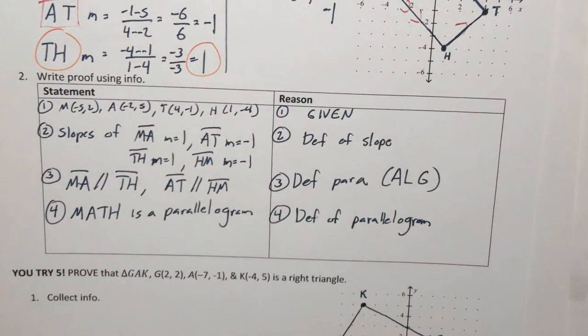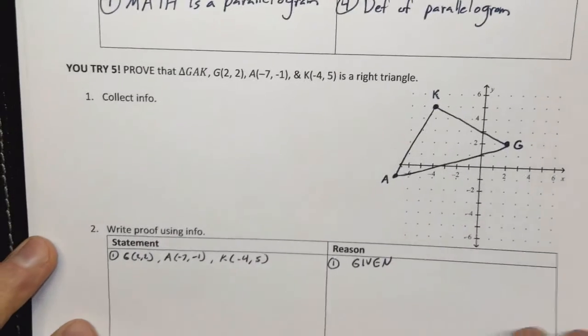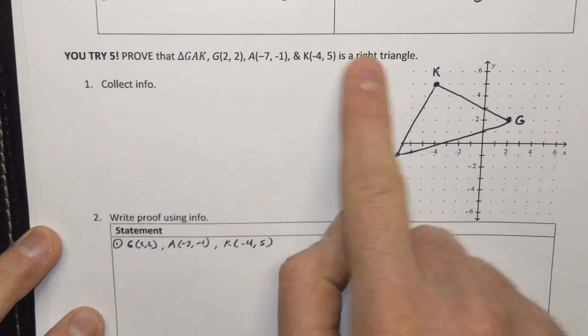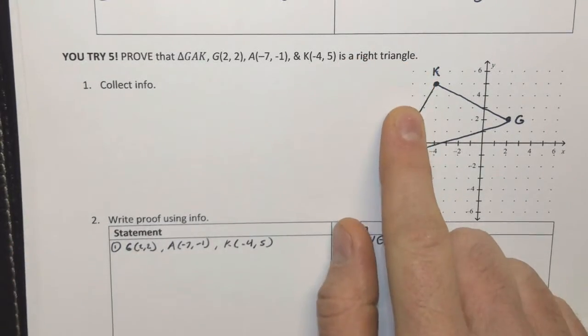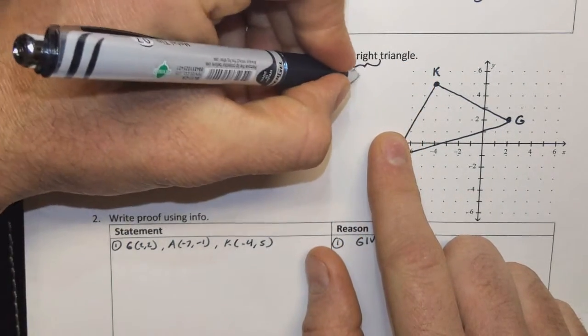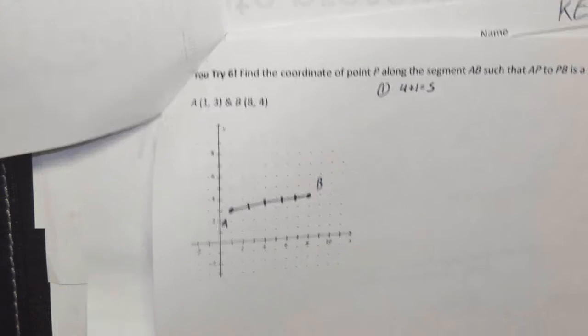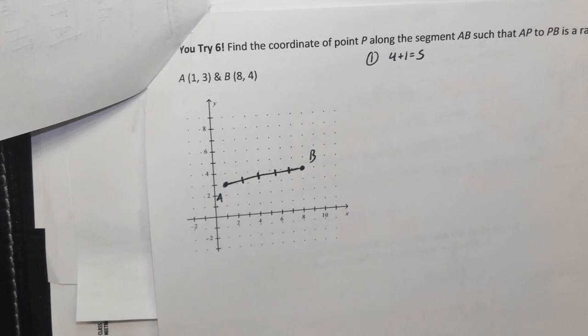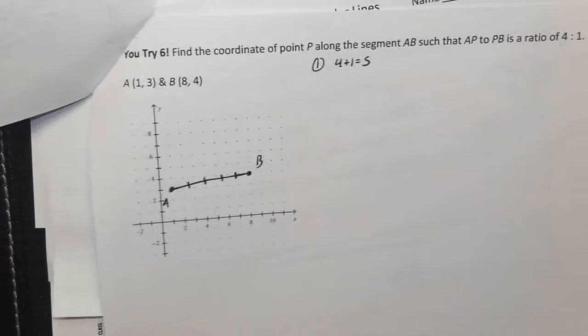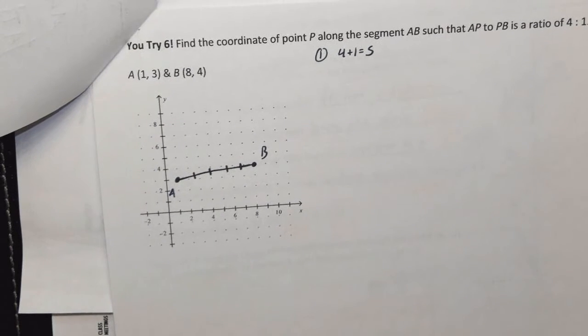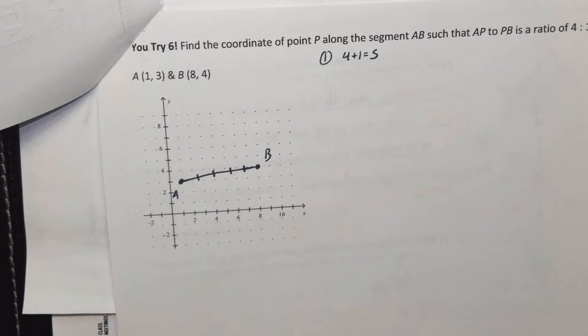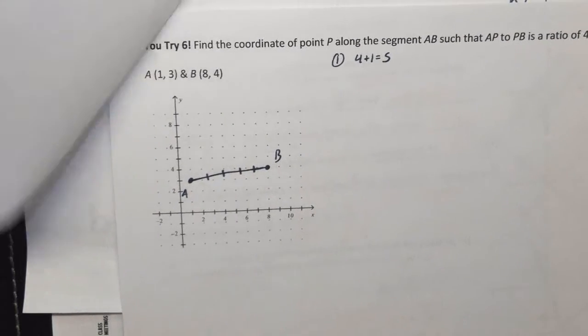Great. Okay, there are 2 you try it problems, and I'd like you to try those out. One is a proof, and it's going to be a proof about right triangles. I want you to think about what it means to be right while you're working on your proof. And then our second problem is on another ratio. We've got a line segment AB, and we have a ratio of 4 to 1, and we want to see if we can figure out where the point P is going to be located on that line segment. Pause the video now and see if you can try those out.